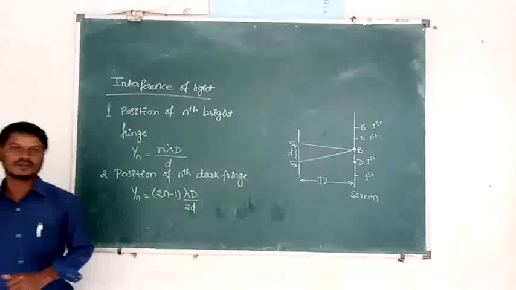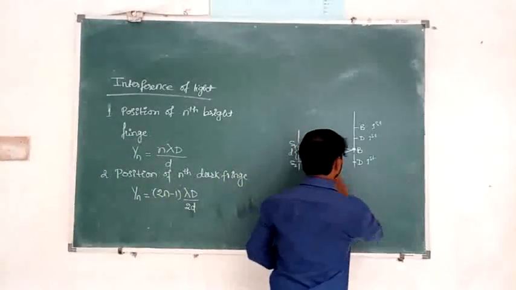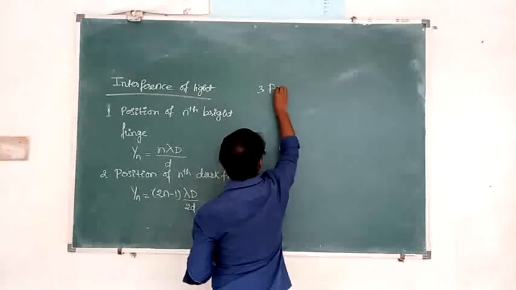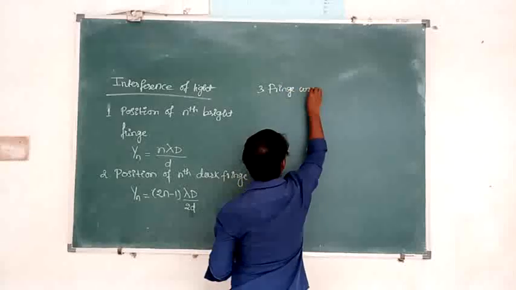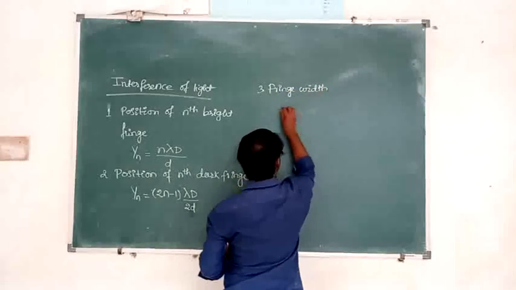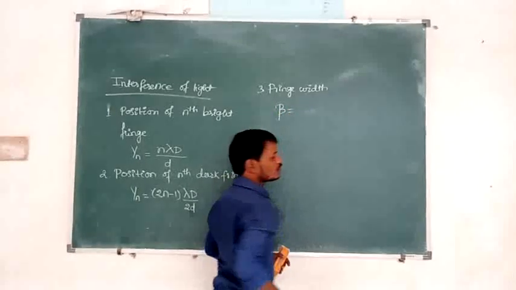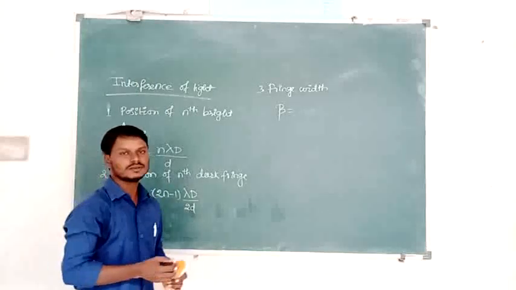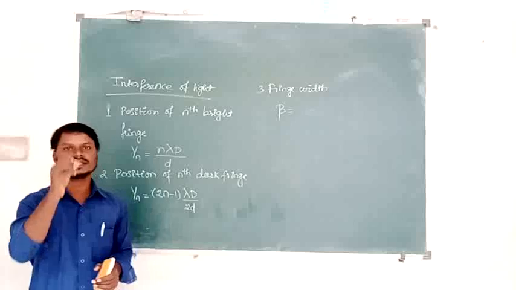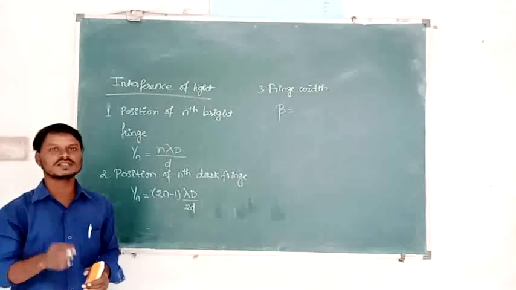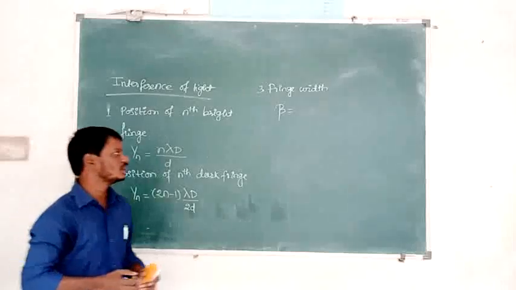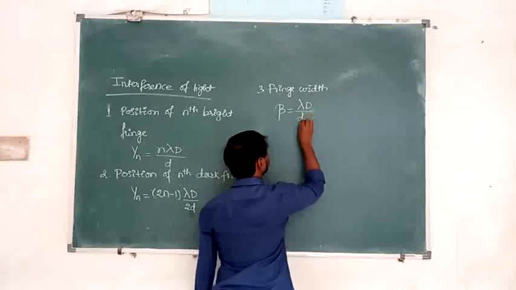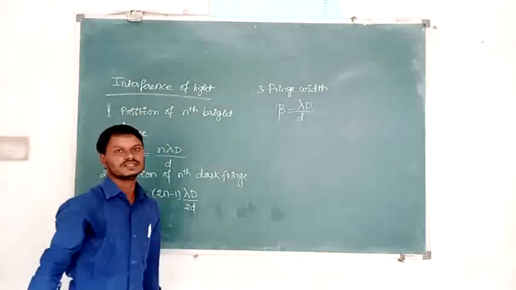Next, the third one, fringe width. Fringe width is usually denoted by beta. So what is the fringe width formula here? Lambda D divided by d. Already you know the definition of fringe width. Fringe width is the distance between two adjacent bright fringes or two adjacent dark fringes. Fringe width is equal to lambda D divided by d. It is the formula used to find the fringe width.